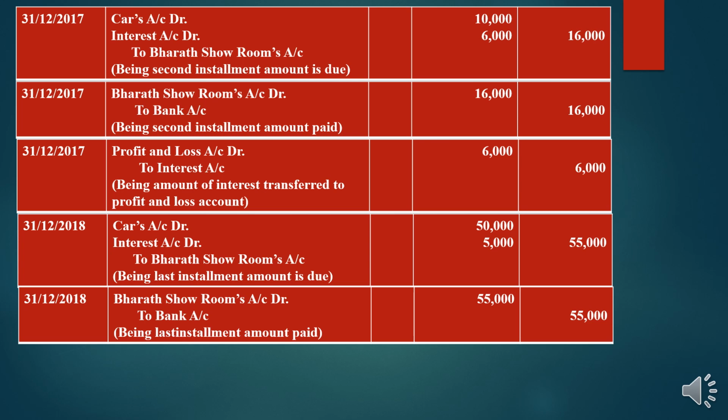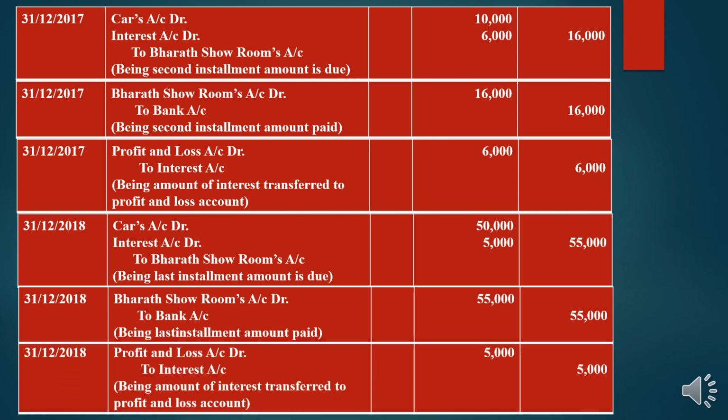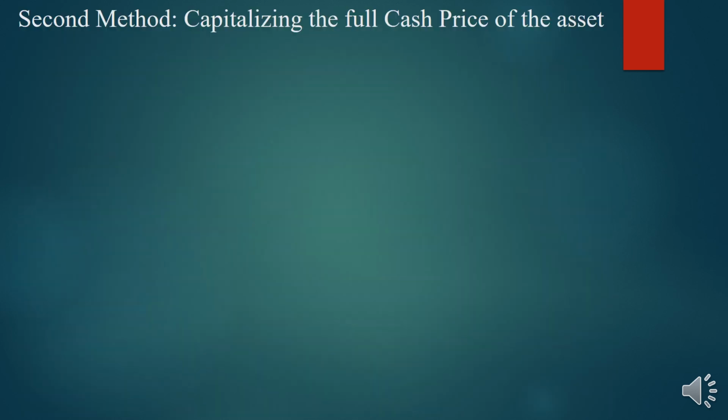The last journal entry of this problem is profit and loss account debit to interest account, wherein the interest amount is transferred to the profit and loss account. This is under the first method. Now let us go with the second method.